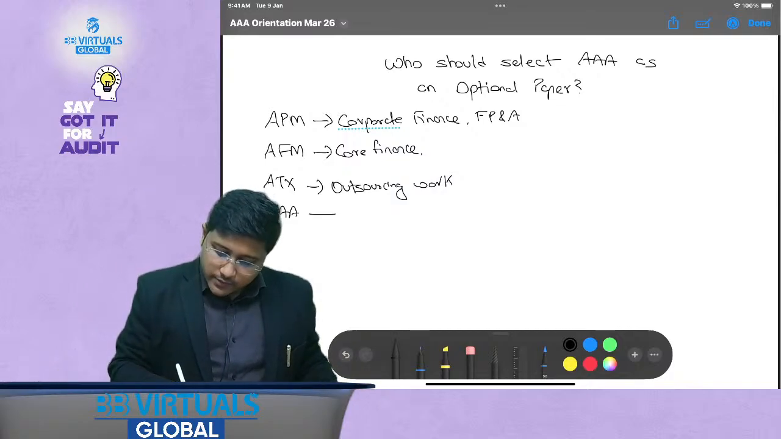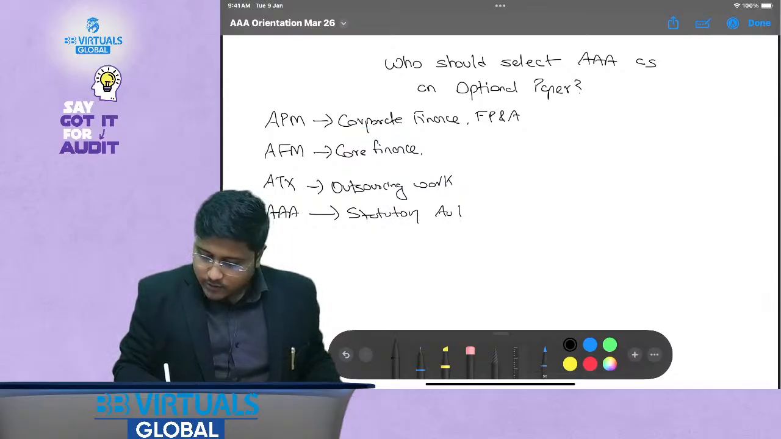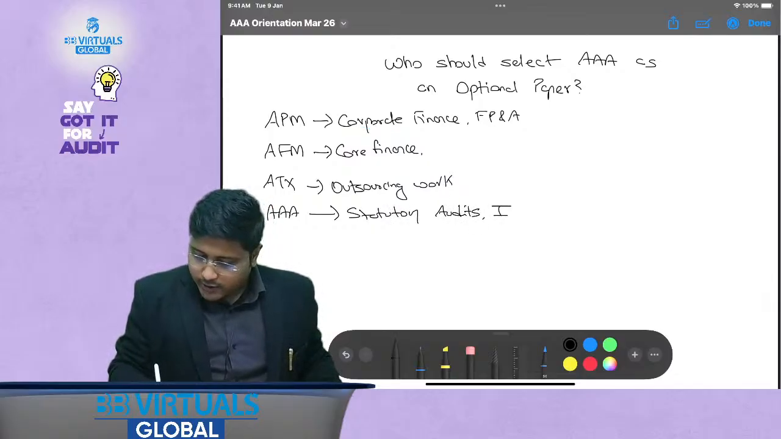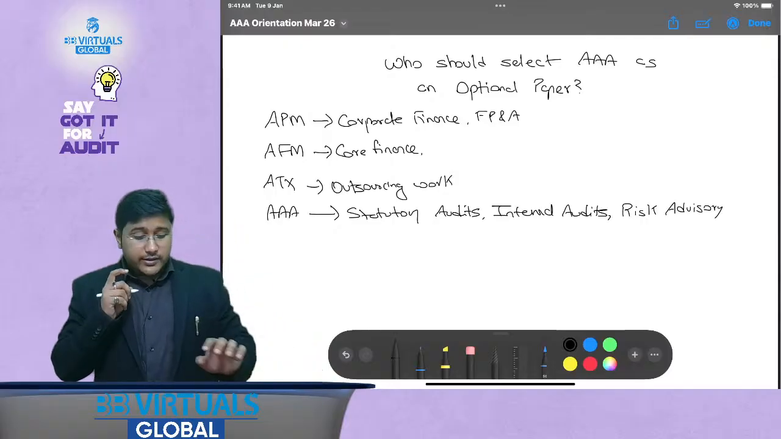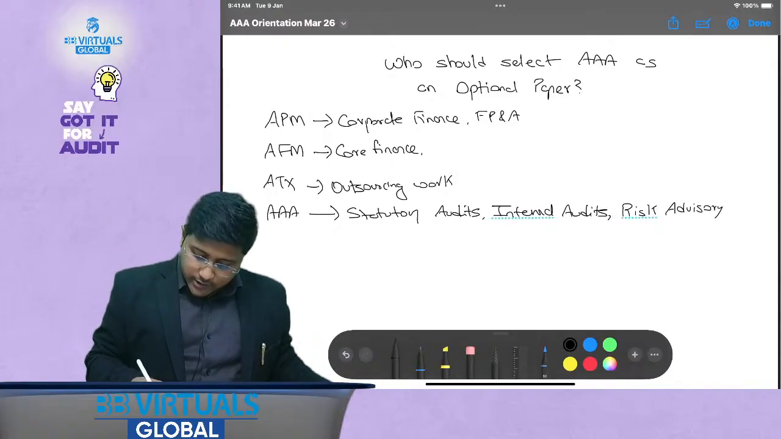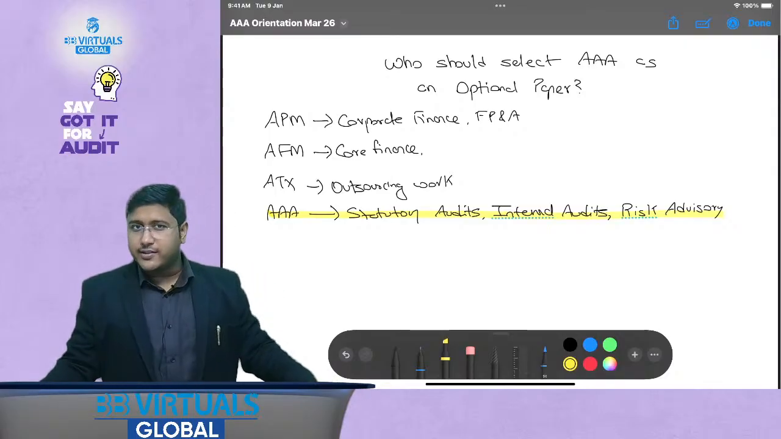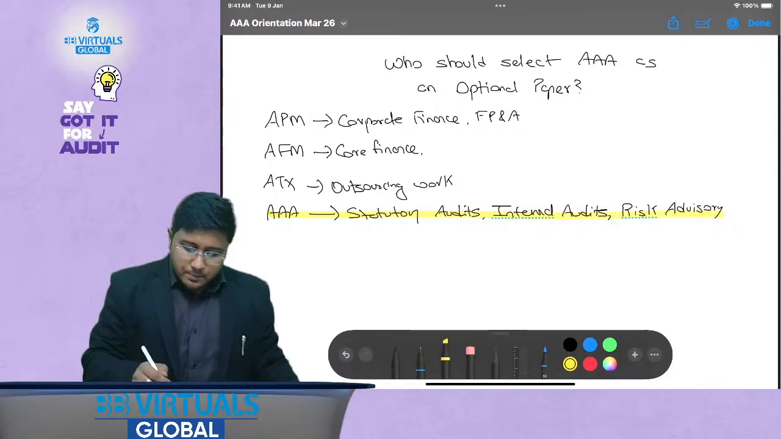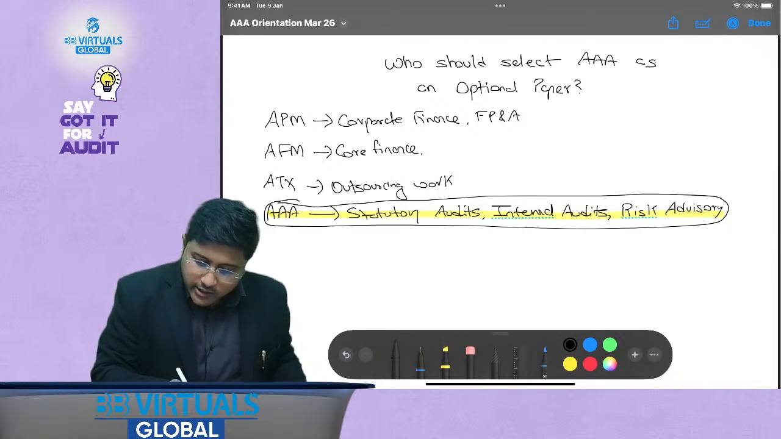But my friends, if you want to go into the statutory audit domains, statutory audits, internal audits, or if you want to go into risk advisory, then you should definitely select AAA. And I would like to tell you that this is one particular subject which gives you a lot of options, because if you go to the ACCA careers and look for jobs, majorly you are going to see the AAA jobs or the audit and assurance related jobs.